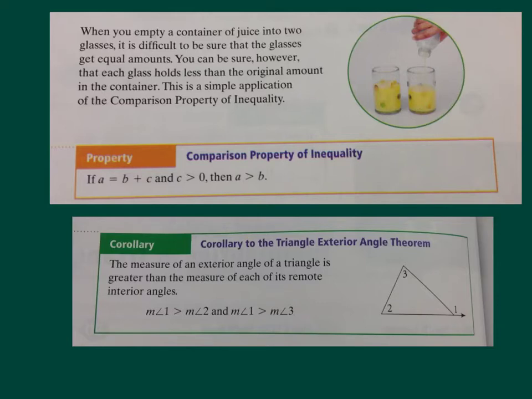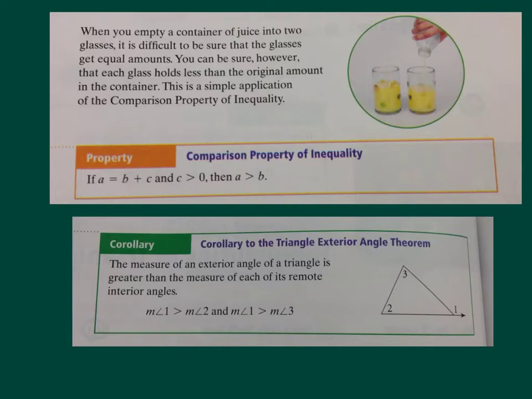Now remember, the triangle exterior angle theorem said the exterior angle of a triangle equals the sum of the two remote interior angles. So for this one, angle 1 would equal the measure of angle 2 plus the measure of angle 3. But now we're going to talk about the corollary to the triangle exterior angle theorem, which would state that, remember, a corollary is an extension to a theorem.